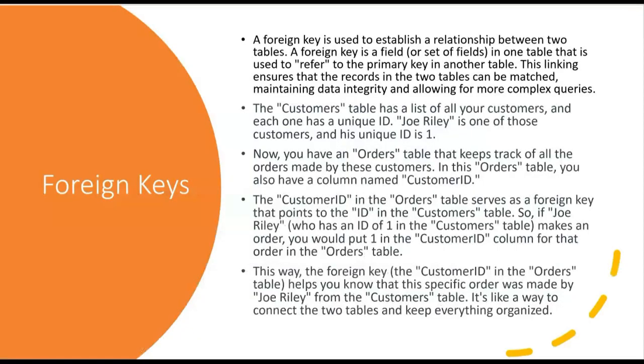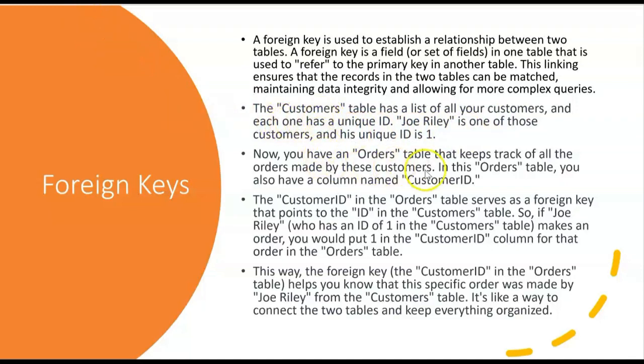All right, a foreign key is used to establish a relationship between two tables. A foreign key is a field in one table that is used to refer to the primary key in another table. And this linking ensures that the records in the two tables can be matched, maintaining data integrity and allowing for more complex queries. For example, the customers table we said has a list of all your customers and each one has a unique ID. Joe Riley is one of those customers. His unique ID is 1. So that's the customers table.